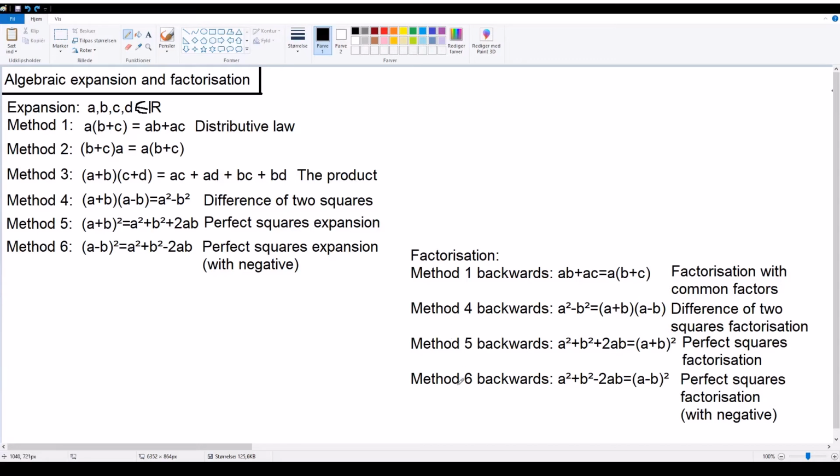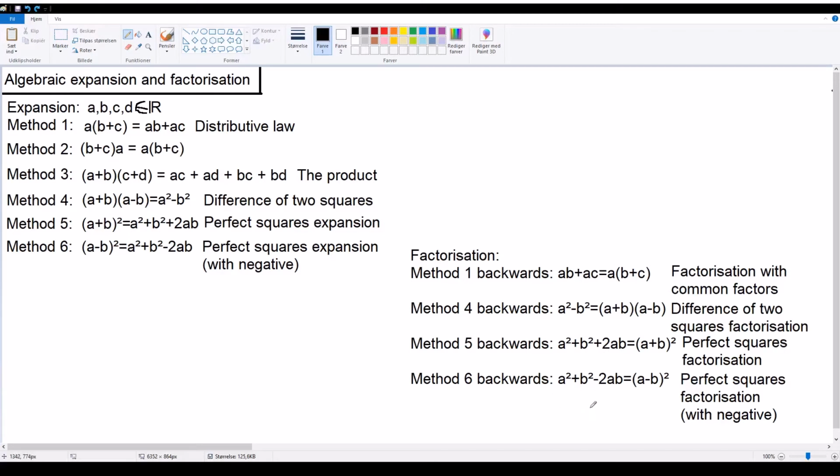Now for method 5 backwards, which is called perfect squares factorization, you essentially just look for A and B and try and put them back into A plus B squared. The way you would do this usually is you would divide this part over here by 2 and then try and separate them to find out what A and B are. You can also take the square root of A and B to find out what the actual number is, and then separate all of this and eventually put it back into their brackets.